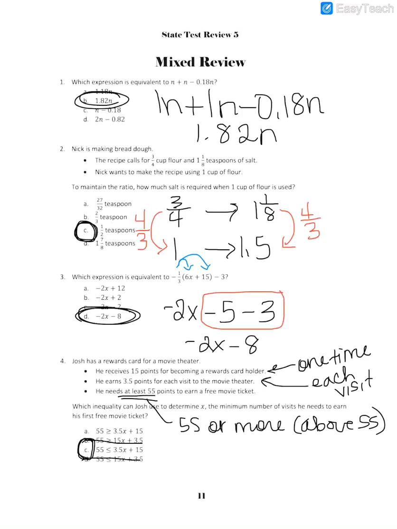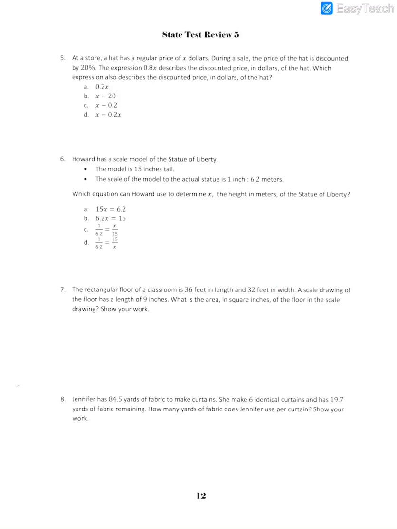Okay, number 5. At a store, a hat has a regular price of x dollars. During a sale, the price of the hat is discounted by 20%. The expression 0.8x describes the discounted price in dollars of the hat. Which expression also describes the discounted price in dollars of the hat? Okay, so first let's talk about where they're getting this 0.8. 20% discount.